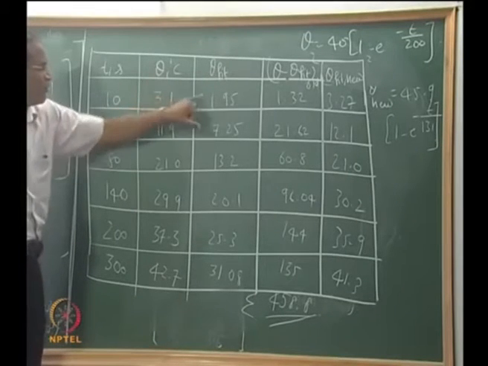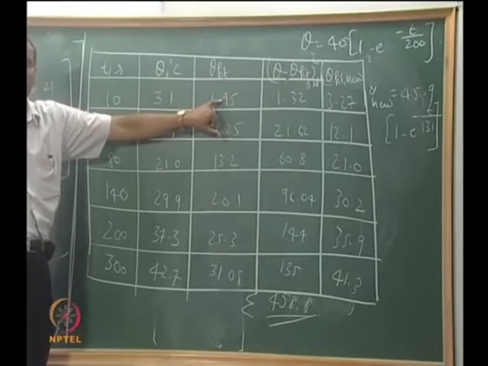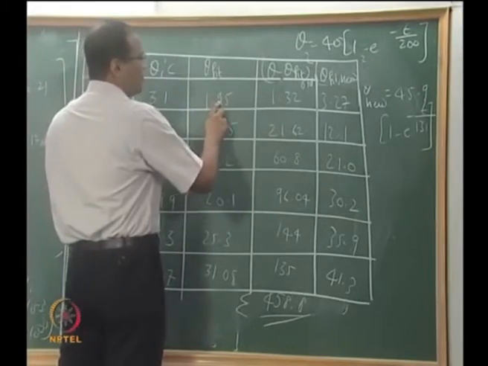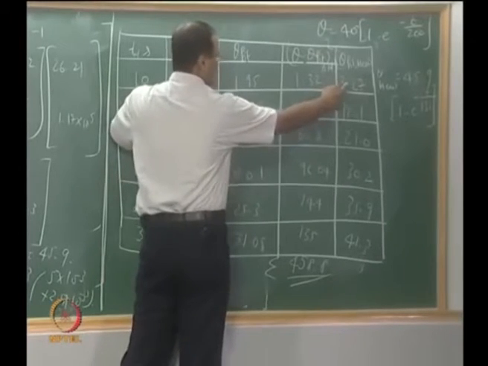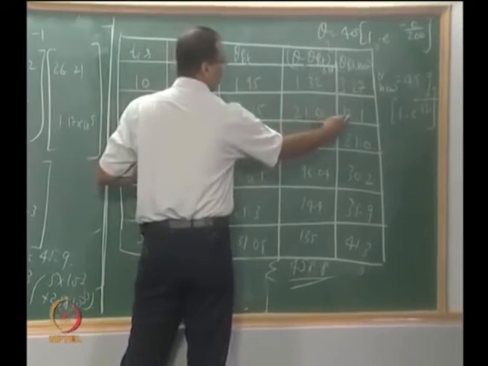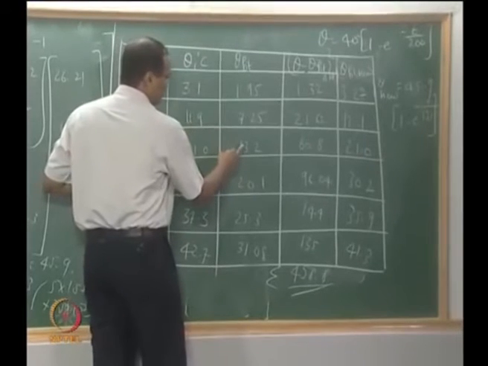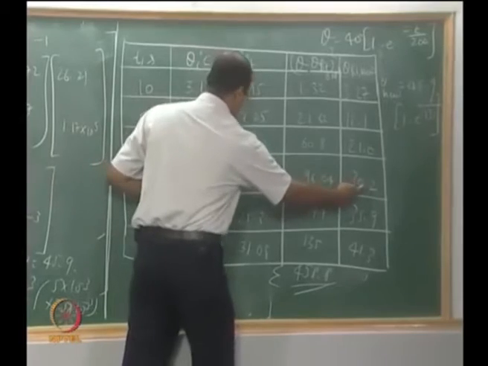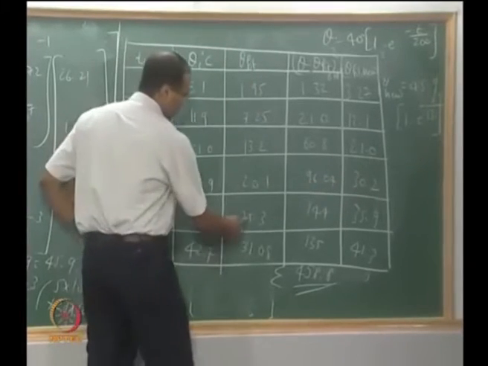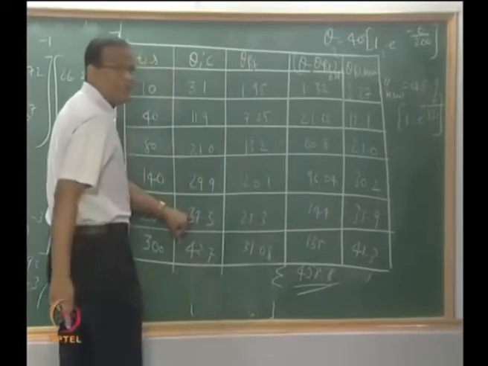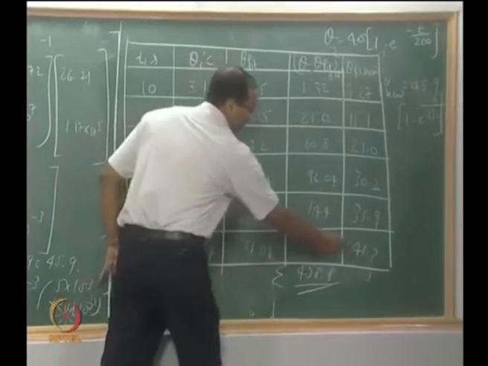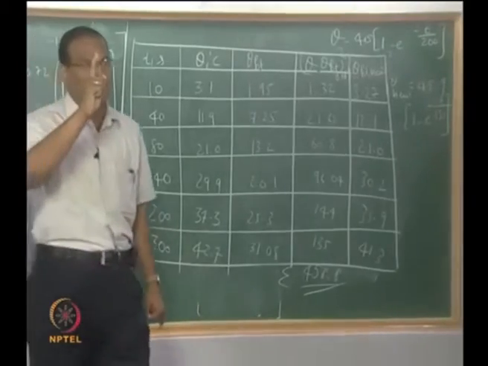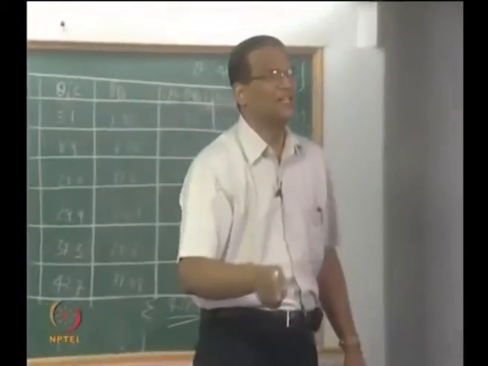When theta was 3.1, the theta fit was 1.95, the 0th iteration. Immediately in the first iteration from 1.95 it became 3.27, which is close to this. From 7.25 it went to 12.1, the exact value is 11.9. From 13 it went to 21, the exact value is 21. From 20 it went to 30.2, the exact value is 29.9. From 25.3 it went to 35.9, exact is 37.3. From 31 it went to 41, exact value is 42.7. Just one iteration of the Gauss-Newton algorithm. If you do the next iteration, you will get the correct answer.